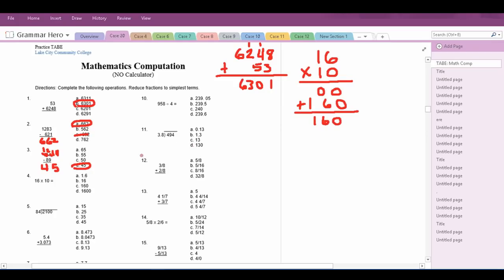Many of you could have solved that without doing the work, but again, I'm just doing a refresher for those people who need it. Okay? Long division, 2100 divided by 84. Basically, what we're trying to do is find a number by which we can multiply 84 that will give us 2100. Okay?